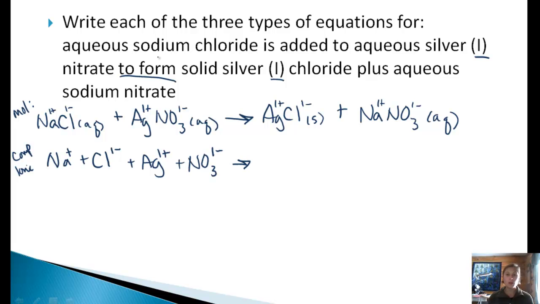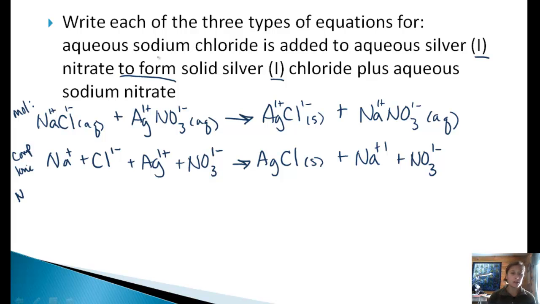Okay, so now we get to silver chloride. Well, that is insoluble, or it's a precipitate or a solid. So we're just going to write silver chloride and keep it together. And then we have our sodium nitrate, which is aqueous. And so we can break that apart. Okay, and that's our complete ionic. We've broken apart everything that's aqueous, and we've kept things that are not aqueous, or things that are solid, together.